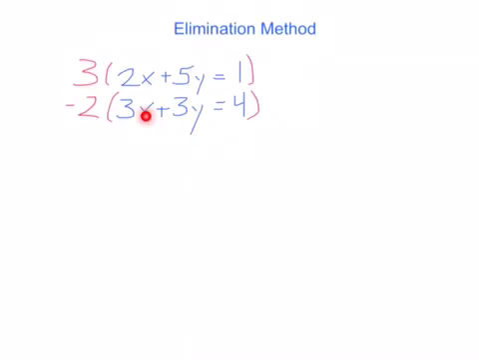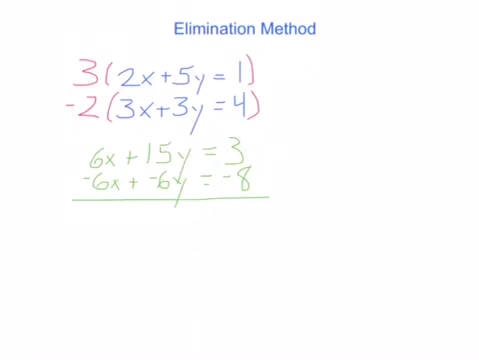So when we multiply, we just distribute the 3 to each term, and then the -2 to each term, and write two new equations. To start, we have 3 times 2x, which is 6x, plus 3 times 5y, which is 15y, and 3 times 1, which is 3. Then we have -2 times 3x, which is -6x, plus -2 times -3 is -6y, and -2 times 4 is -8.